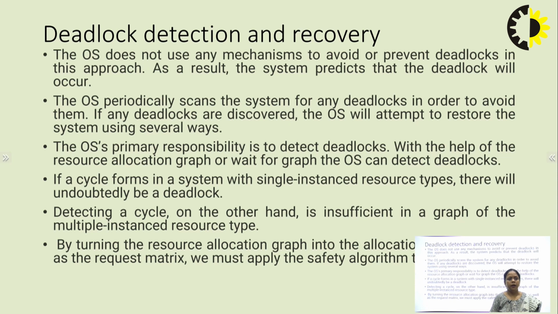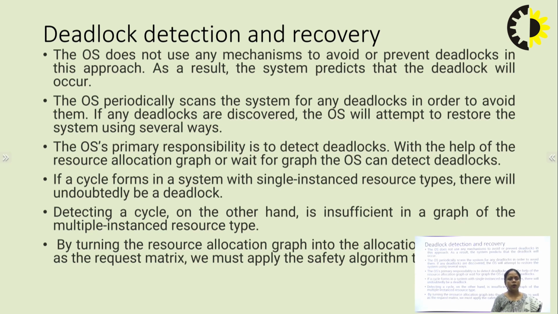Now, deadlock detection and recovery. This process is used when deadlock occurs in our system, and how we can recover from this deadlock. The OS does not use any mechanism to avoid or prevent deadlock in this approach. As a result, the system predicts that deadlock will occur. When we don't have any policies for deadlock prevention and avoidance, then we have deadlock obviously, and after the deadlock we will find out the recovery, how we can recover our system from the deadlock.